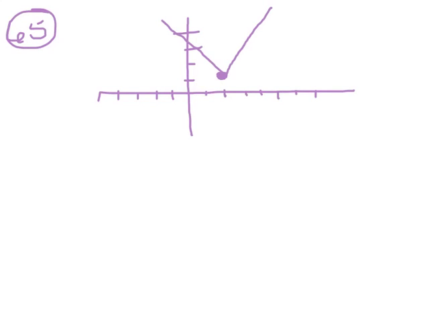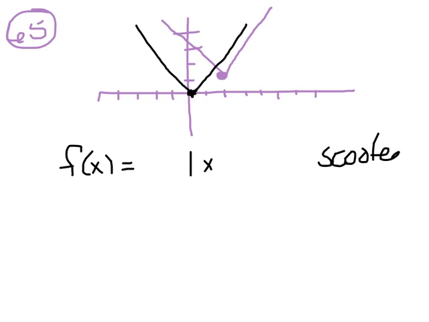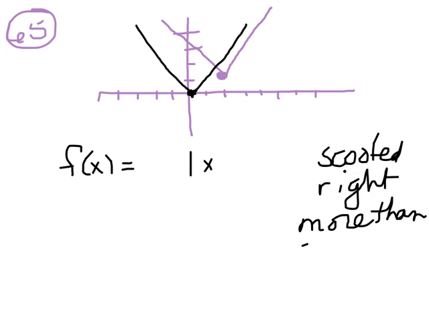So let's think about the parent function here. The parent function of an absolute value graph would look something like this, okay? It's a v, and we definitely have a v, so we know we're going to have an absolute value in it. But the other thing that I notice is that it's not centered at the origin like the black parent function, the absolute value of x is. It has been scooted right some and then up some. It looks like it has scooted right more than it's scooted up. And that's really all we can tell. But we can definitely see it is scooted right and up, okay?